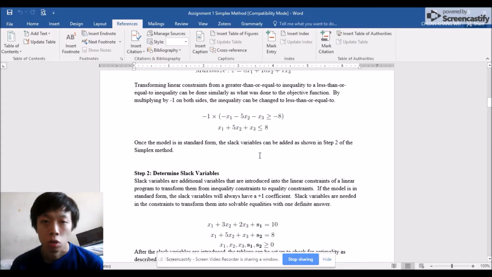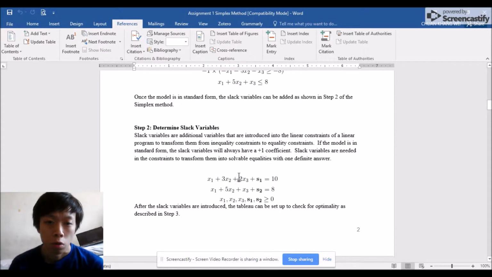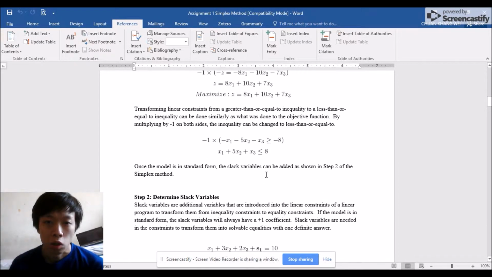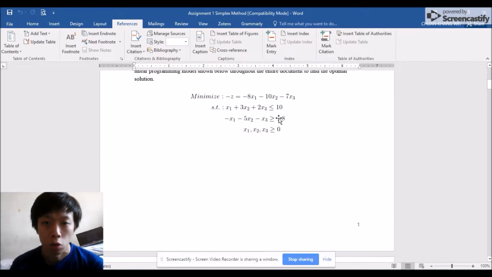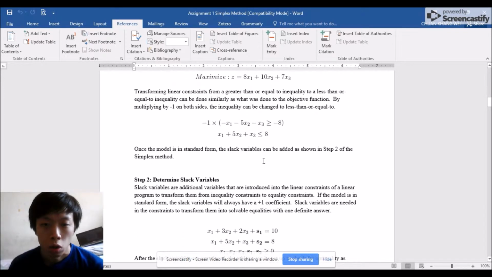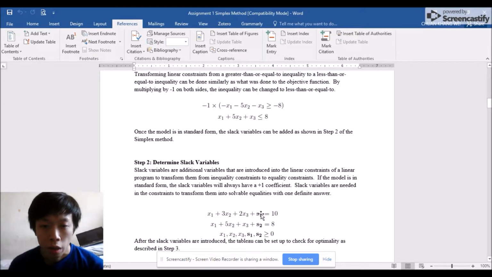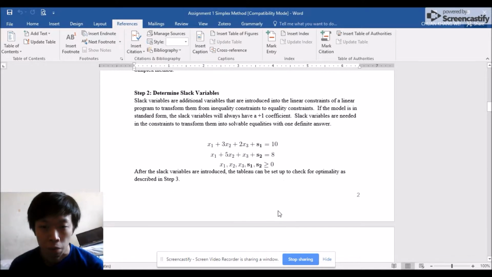So after that, we need to add a slack variable into each equation. Since the first and second equations that we get are less than or equal to, we need to add slack variable s1 into the first equation and slack variable s2 into the second equation.